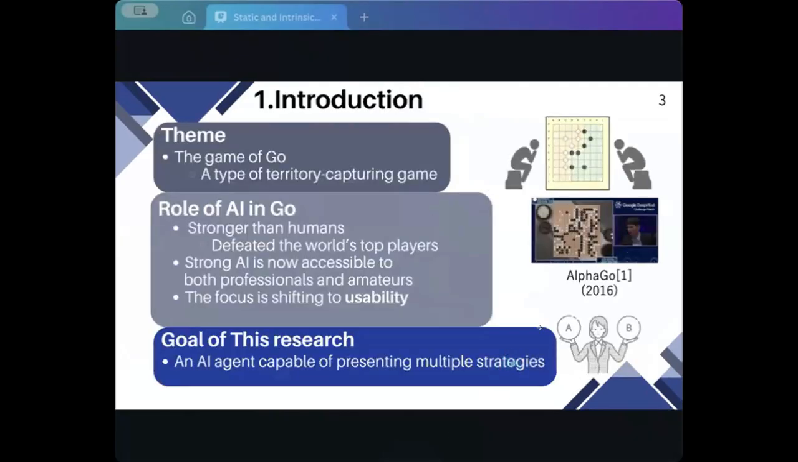The theme of this research is the game of Go, which is a territory capturing board game. In recent years, Go AI has become much stronger than human players. In addition, powerful Go AIs are accessible to both professionals and amateurs today. As a result, the focus is shifting from sheer playing strength to usability. In this paper, our goal is to develop a Go AI agent that can present multiple strategies rather than only one.